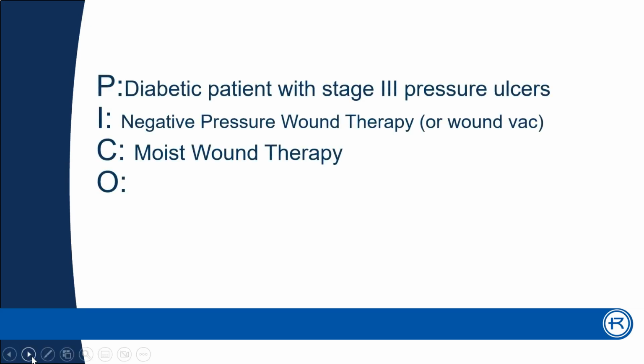So we've gone ahead and pulled out our PICO elements. You can see our patient is a diabetic patient with stage 3 pressure ulcers. The intervention we're looking at is a wound vac, or the clinical term most frequently used for that is negative pressure wound therapy, comparing that with moist wound therapy. And for the time being, I've gone ahead and left the outcome unspecified because the scenario said you needed to choose between the two interventions, but it didn't at all actually specify what outcome we are looking at.